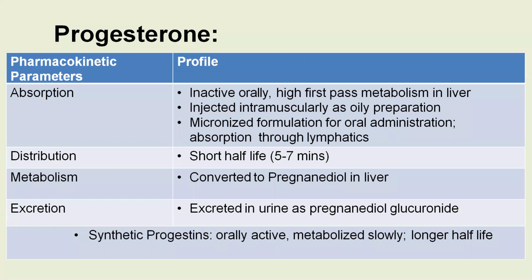Progesterone pharmacokinetic parameters: it is inactive orally. It also has a high first pass metabolism. So it is injected intramuscularly as an oily preparation. For oral administration, micronized formulations are available. It has a short half-life of 5 to 7 minutes. It is converted to pregnenolone in the liver, excreted in the urine as pregnenolone glucuronide. Synthetic progestins are orally active, metabolize slowly, and they have a longer half-life.